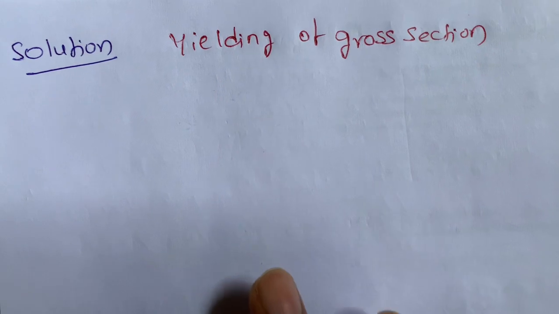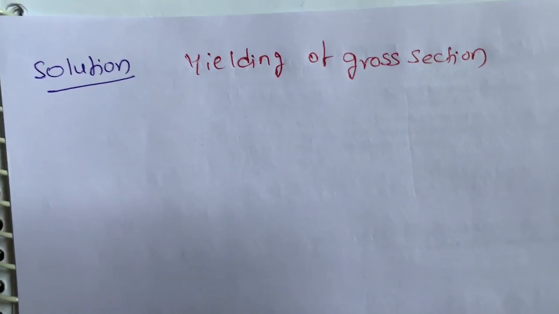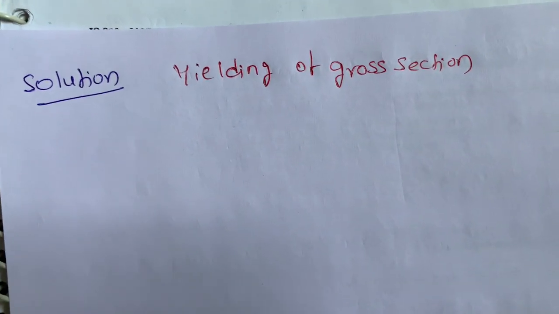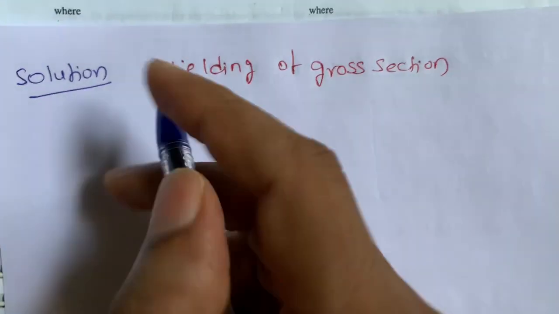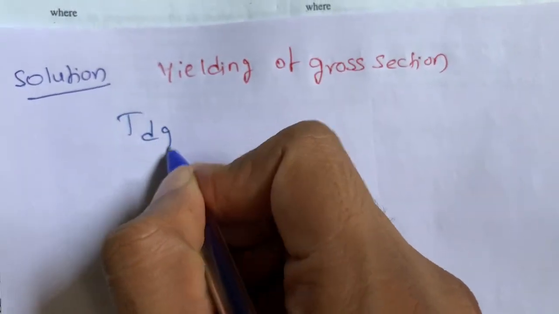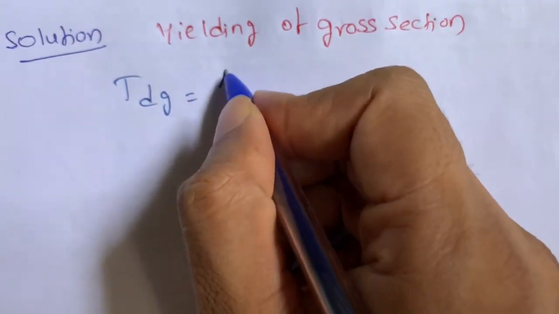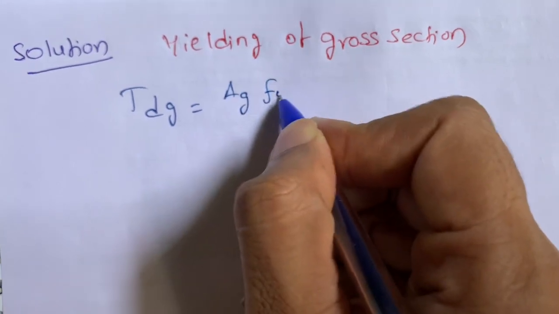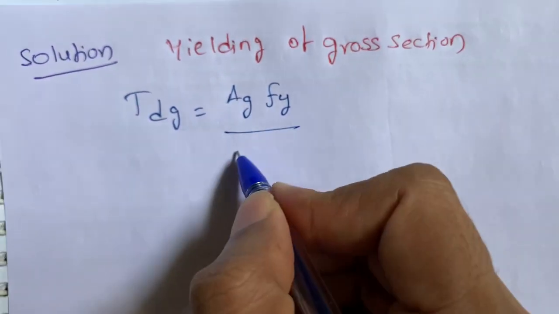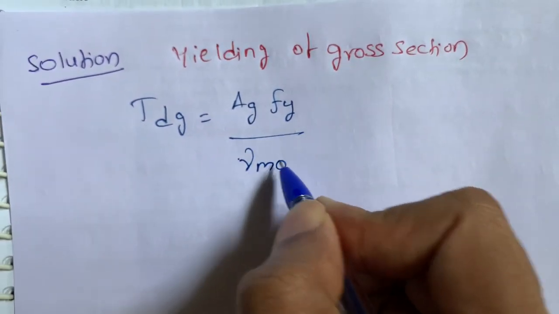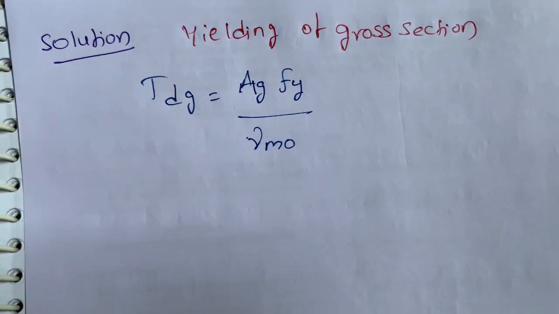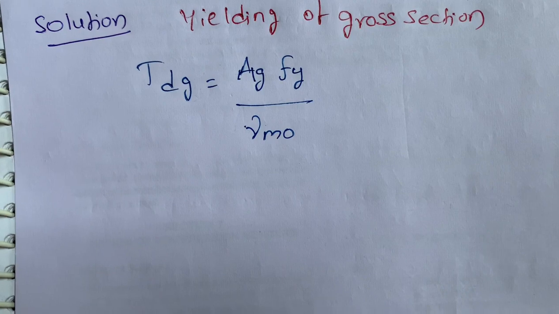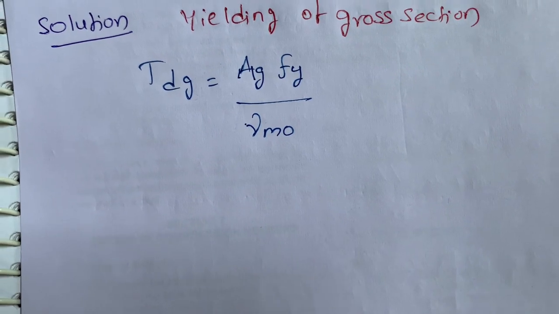So that is T_dg equal to A_g f_y by gamma m0. That is available in the code book, page number 32. So T_dg equals A_g f_y by gamma m0. In this, A_g is nothing but the area of the gross section. So that is the area of the gross section of this plate.